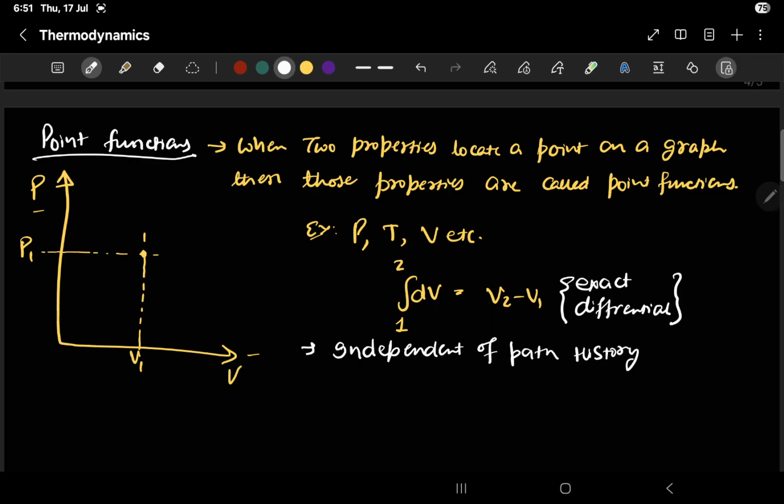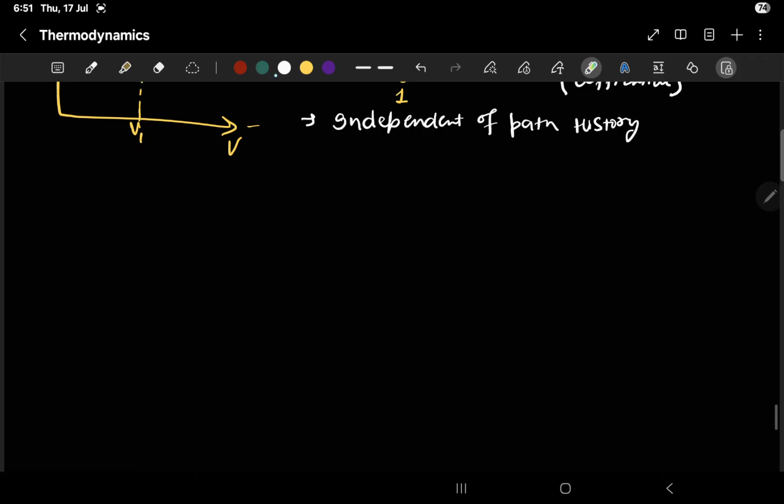From here you can see it's directly V2 minus V1. So the change in volume depends directly upon the final and initial states. There is no requirement of knowing the volume at any intermediate state, so it is independent of any path history. Next we can talk about path functions.